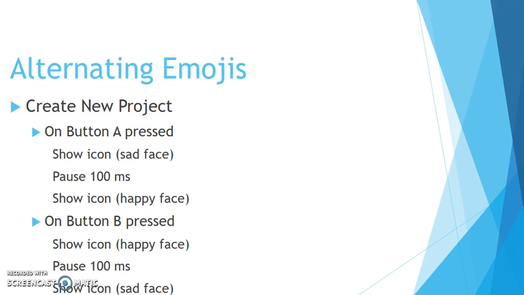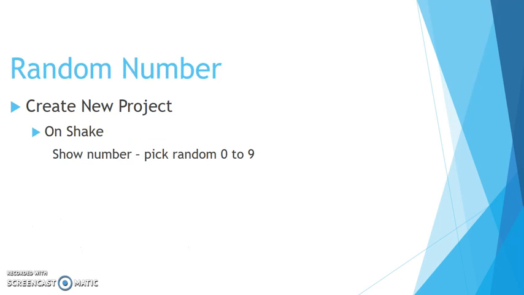The next one we're going to look at is alternating emoji. When button A is pressed, we show a sad face, pause, and then show a happy face. And when button B is pressed, we're going to do it the opposite way around. And then the last one is going to be creating a random number, picking a random number between 0 and 9.